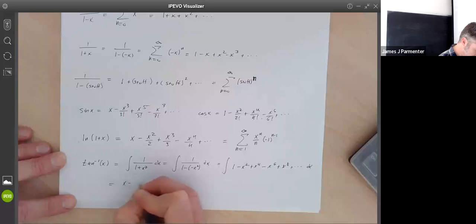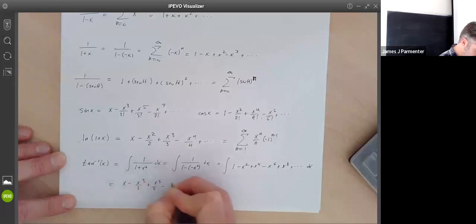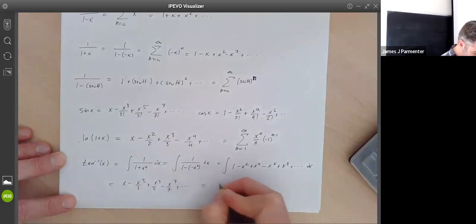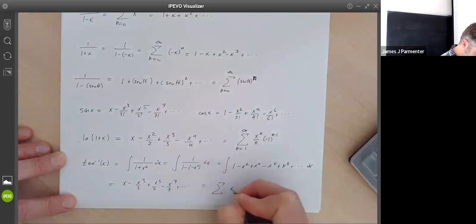Oh yeah, we can find that. That's going to be x minus x cubed over 3 plus x to the 5th over 5 minus x to the 7th over 7, and so on. And as a formula, it would be x to the 2n plus 1 over 2n plus 1, and then alternating.